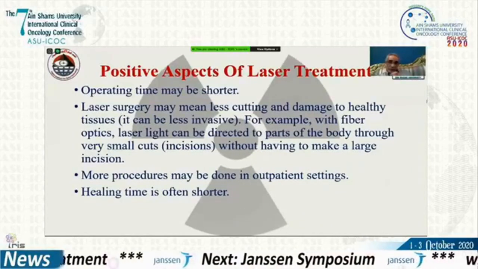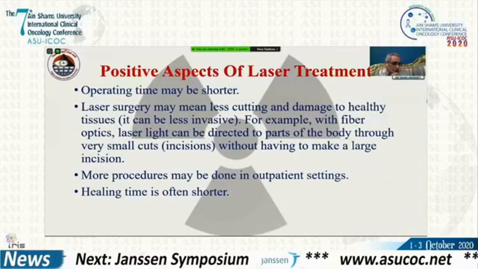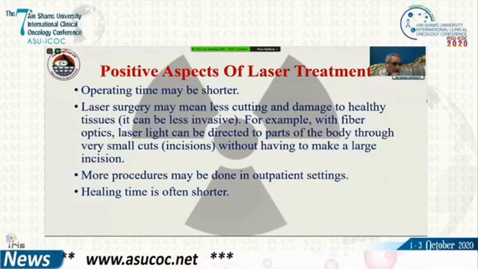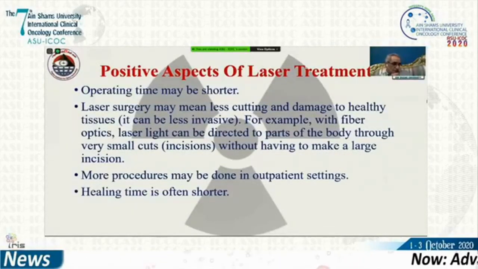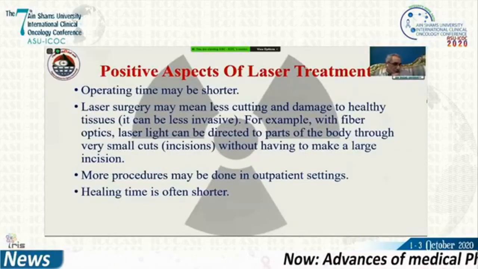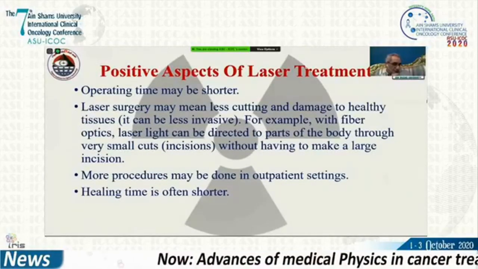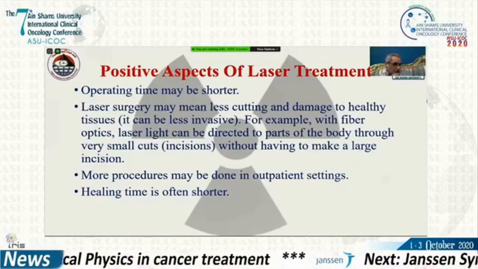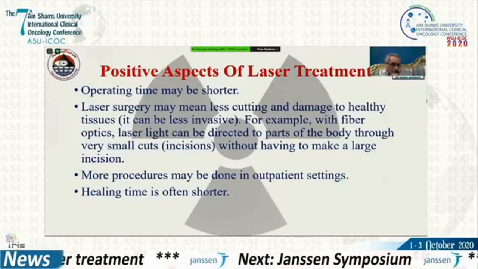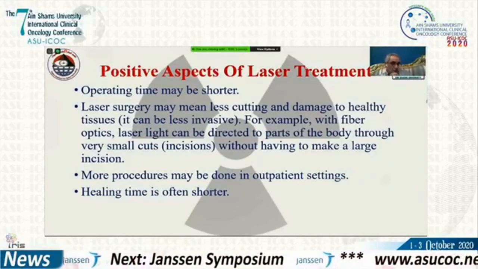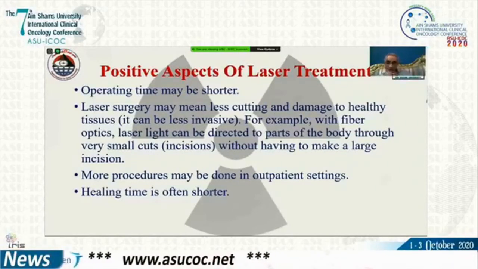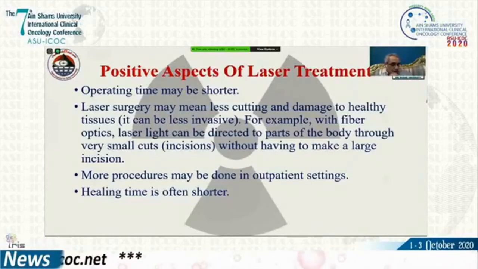Operating time with laser surgery is shorter. Laser surgery may mean less cutting and damage to healthy tissue. It can be less invasive. For example, with fiber optics, laser light can be directed to parts of the body through very small cuts without having to make a large incision. More procedures may be done in outpatient settings. Healing time is often shorter.